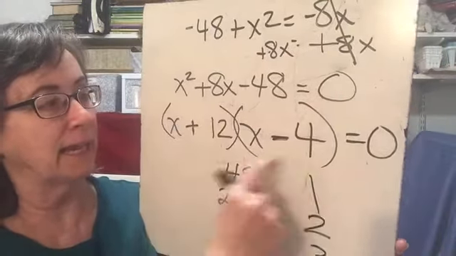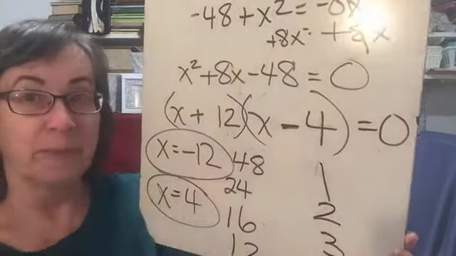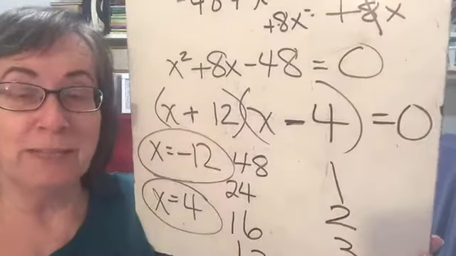So now I'm going to set this factor equal to 0. And I'm going to subtract 12 from both sides and get x as negative 12 for one of my solutions. I'm going to set this factor equal to 0. X minus 4 equals 0. I add 4 to both sides. X equals 4. But don't believe me. You need to go check it, don't you?